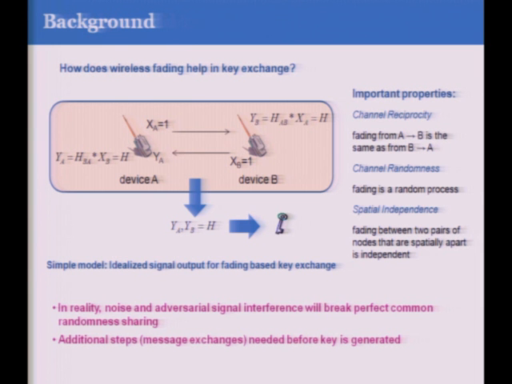I have a question about the spatial independence property. Would an attacker be able to gain a little bit of information about the key, more so than another attacker, if they were close to the receiver, or are you assuming it's completely independent? If I'm not at that location, can I gain some information by getting closer?